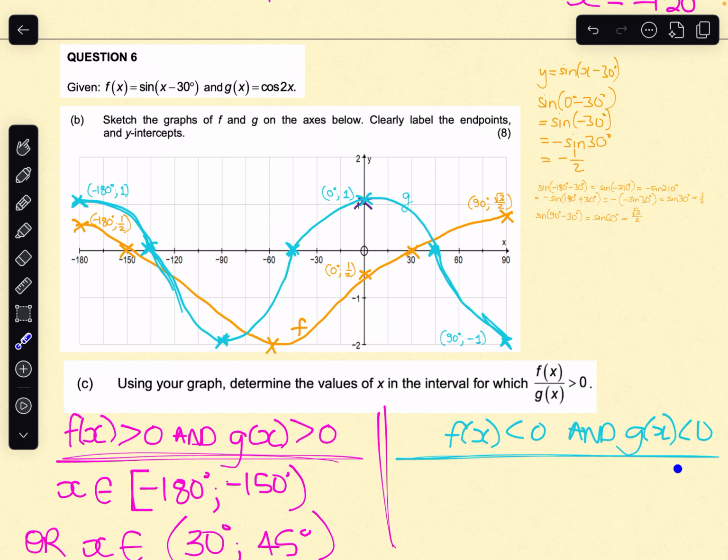So we are looking for places where f of x is negative and g of x is also negative. So again, I'm going to highlight where f is negative, and that is this whole stretch over here. From x is negative 150 up until x is 30, we just get negative values from the function f. So let me highlight that like this.